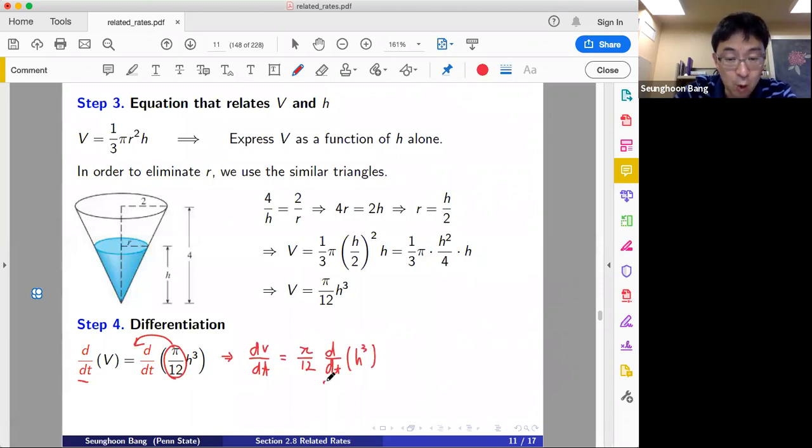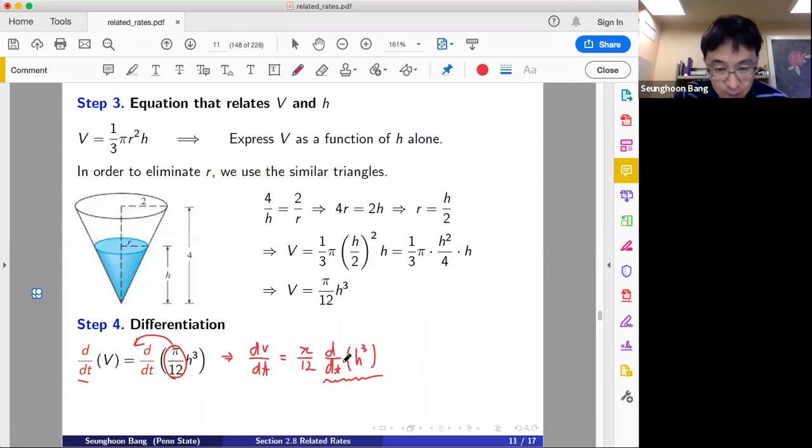So my question, what is d(h cubed)/dt? Could you write your answer? What is d(h cubed)/dt? So what is your answer? What is d(h cubed) over dt? Could you write your answer on the chat board?